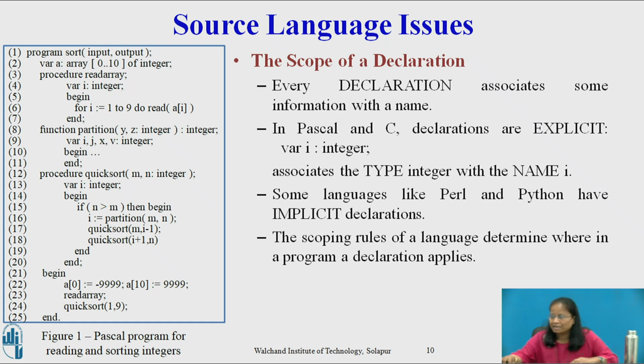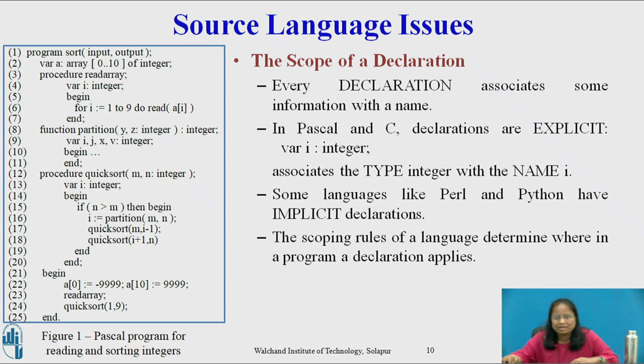The scope of declaration. A declaration in a language is a syntactic construct that associates some information with a name. Declarations may be explicit or implicit. In Pascal and C, declarations are explicit. For example, var i: integer; associates the type integer with the name i. Some languages like Perl and Python have implicit declarations. In a Fortran program, any variable name starting with i is assumed to denote an integer unless otherwise declared.